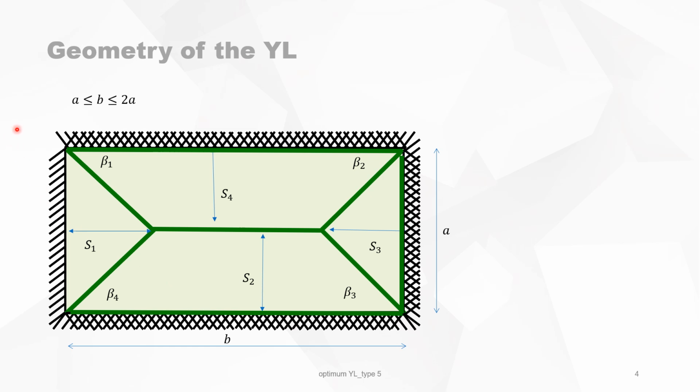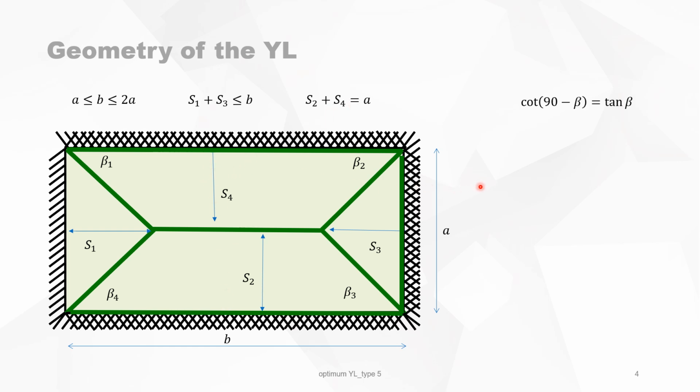This type of slab has some conditions, of course. The two-way slab means that the side B must be between A and 2 times A. S1 and S3, of course, must be smaller than the total length B. And S2 plus S4 must be equal to A.